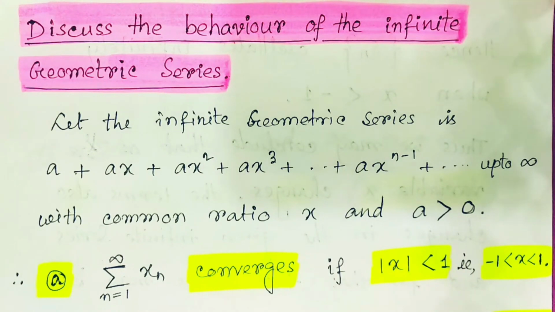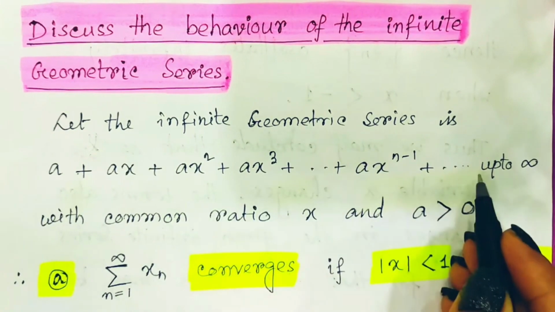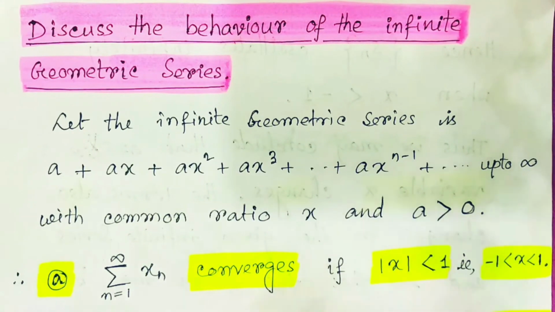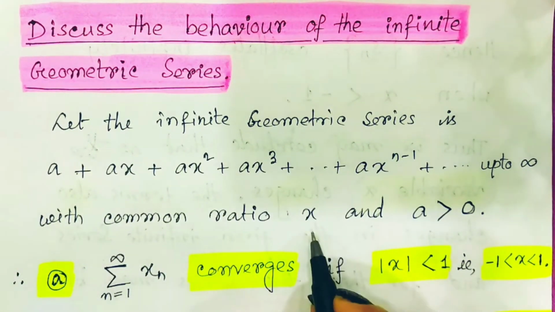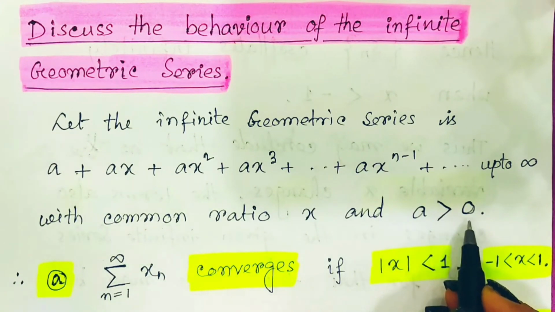First of all, it is the geometric series, and remember this geometric series we use for various problems to solve their convergence and divergence behavior. We all know what the geometric series is, and it is in the expression a plus ax square plus ax cube, and in this way up to infinity, as we are discussing infinite series. Here the common ratio is x, and definitely a is greater than 0.